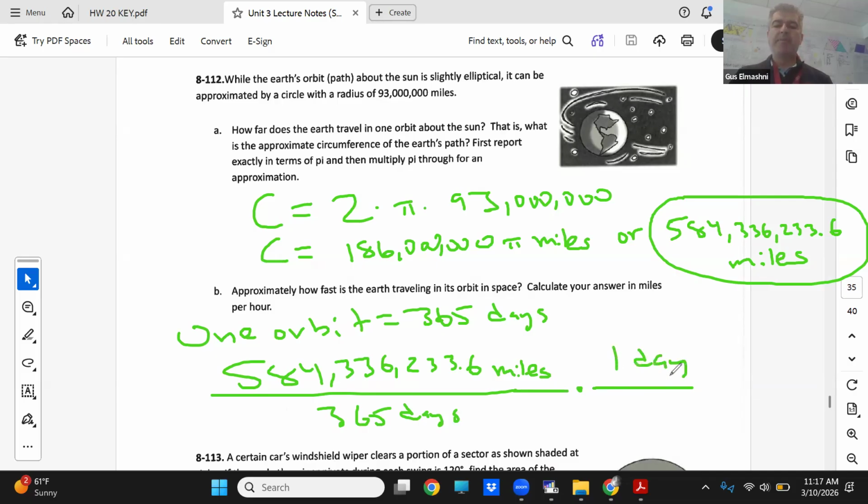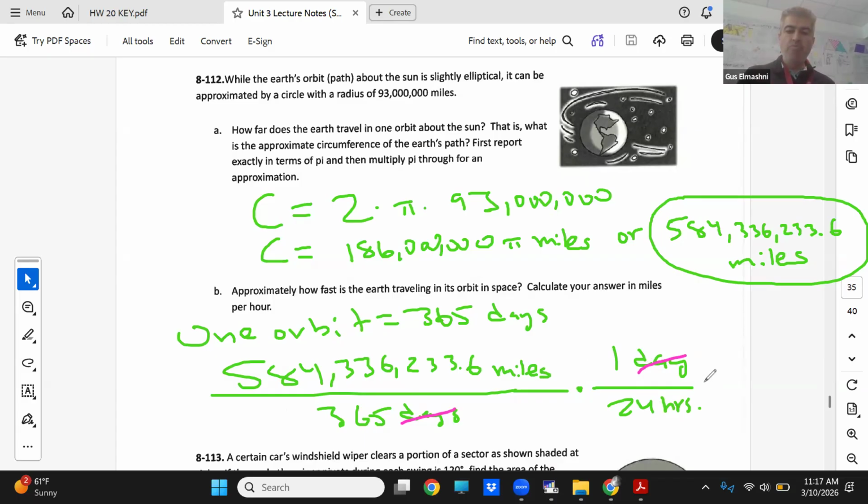So you're gonna set up like this. This is called dimensional analysis. What you're doing is multiplying the first fraction by its conversion. Why am I putting days up top and hours on the bottom? Because I want the days to cancel, and because I want miles per hour.